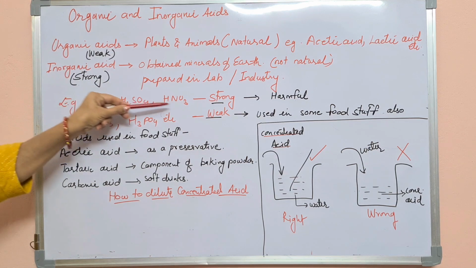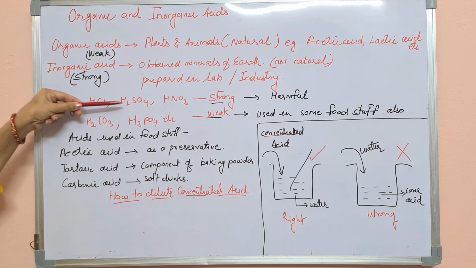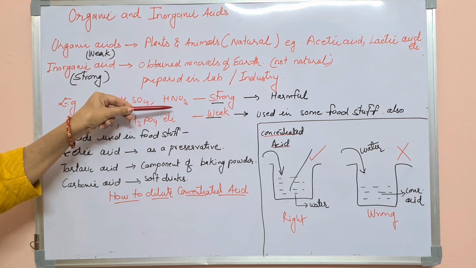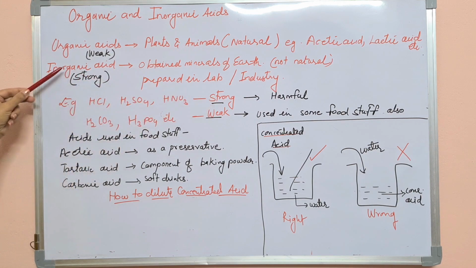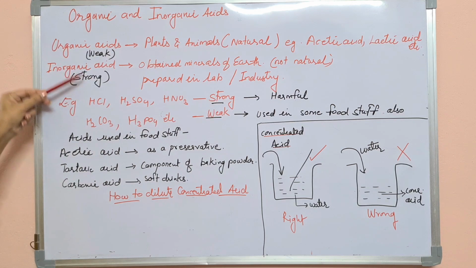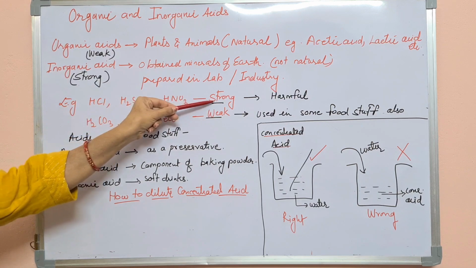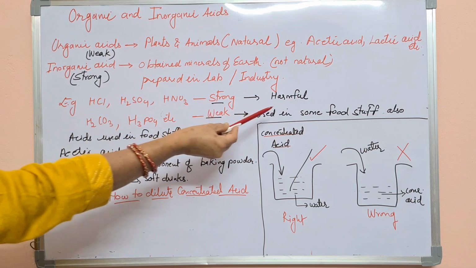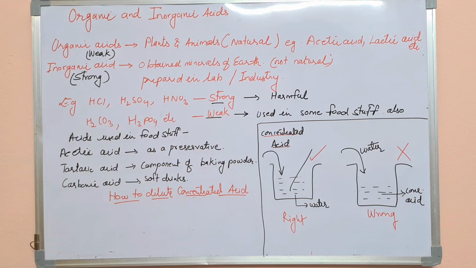sulfuric acid, and nitric acid. Hydrochloric acid is HCl, sulfuric acid is H2SO4, nitric acid is HNO3. All these acids are strong. Inorganic acids are generally stronger than organic acids, and these three are strong acids, and you know that strong acids are very harmful for the human body as well as for delicate parts of ours like skin, eyes and all that.